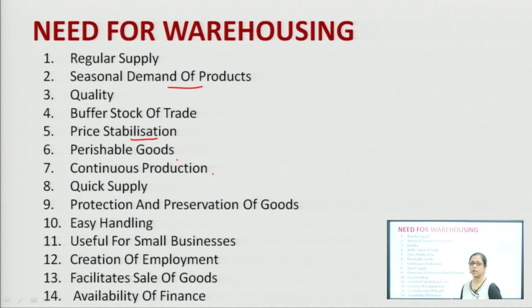Quick supply. That means whenever the customer demands, I should have the offering available with me. So that is quick supply. Coming to protection and preservation of goods. Obviously, any raw material or finished good cannot be kept in the open for the weather to degrade its quality. That means there is a requirement of special structures with special facilities depending on the type of product, and that is why a warehouse is required for protection and preservation of goods.